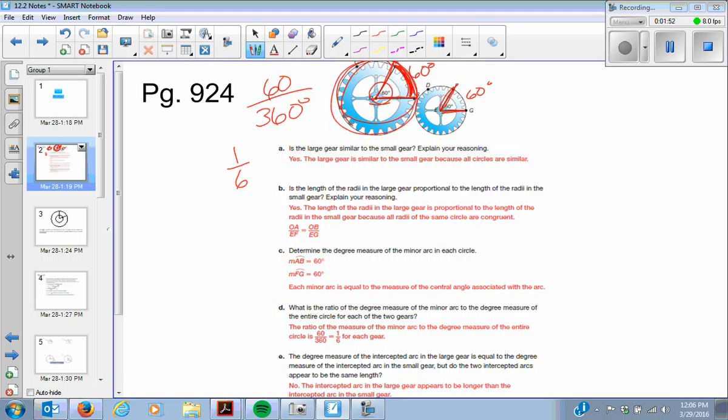So the degree measure of the intercepted arc in the larger gear is equal to the degree measure of the smaller arc, but do the intercepted arcs appear the same length? So this length from here to here, is that the same length as from here to here? And the answer is no. So if you have a bike and you have one of those mountain bikes, you'll understand that this gear right here is going to turn really fast, and it's really easy to turn because it's smaller. So this length right here is going to be smaller than this length right here.